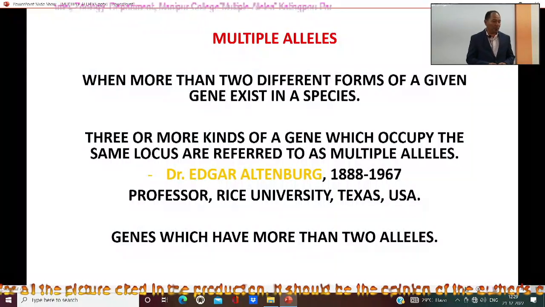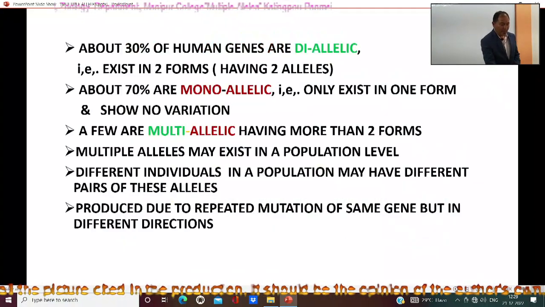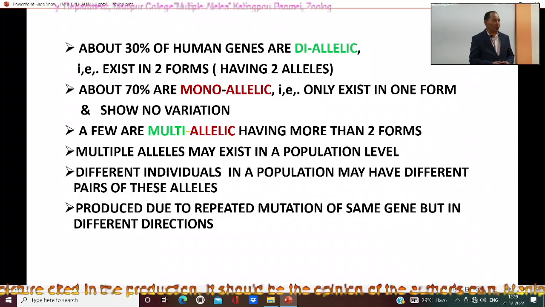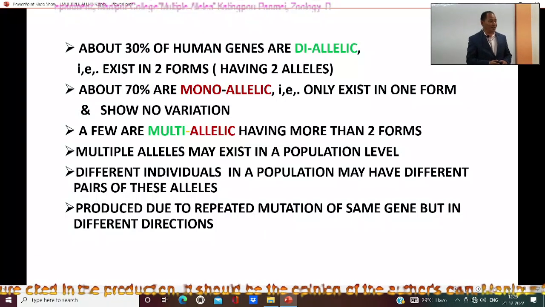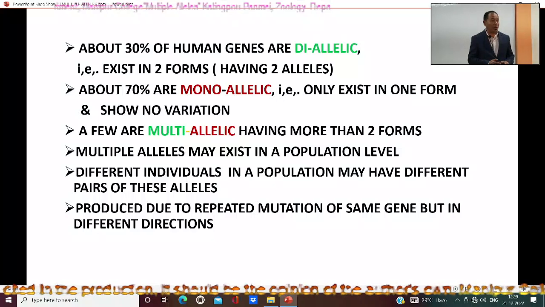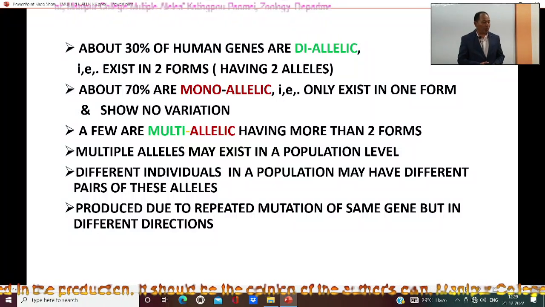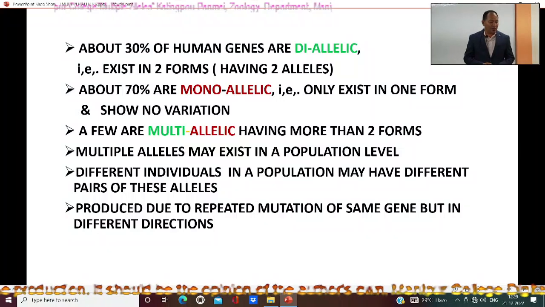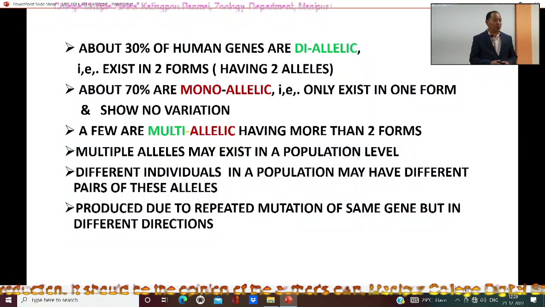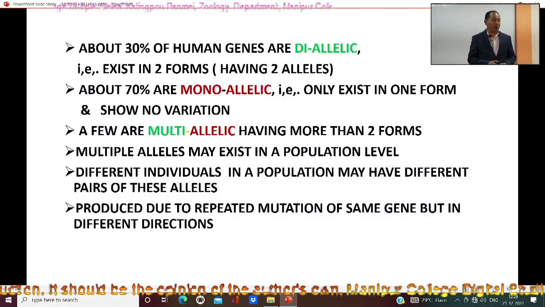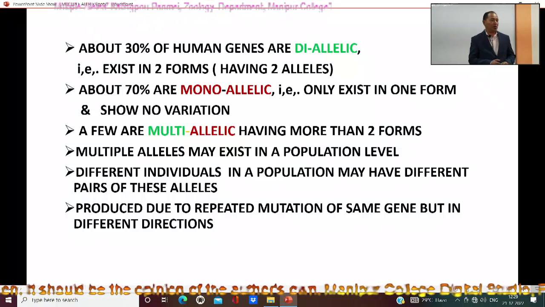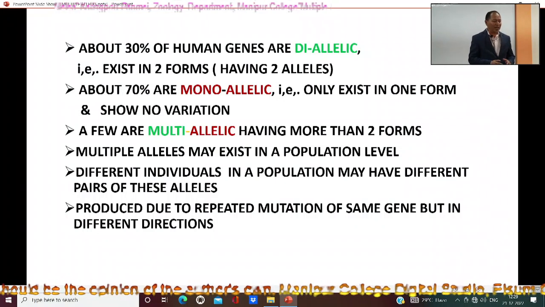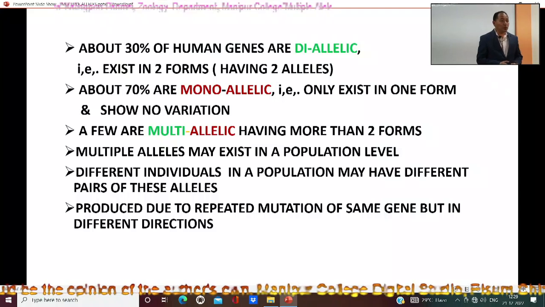It is worth mentioning that about 30% of human genes are diallelic, that is, they exist in two forms, having two alleles. About 70% are monoallelic, that is, they exist in only one form and so no variation. However, a very few are polyallelic, having more than two forms.